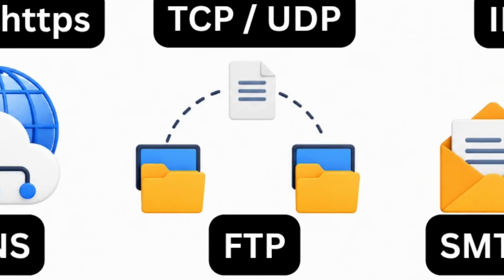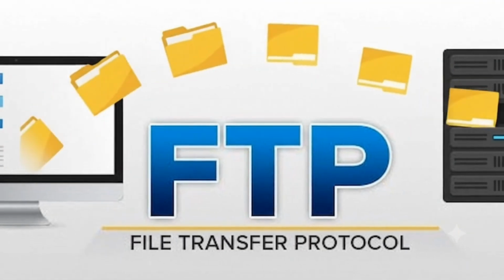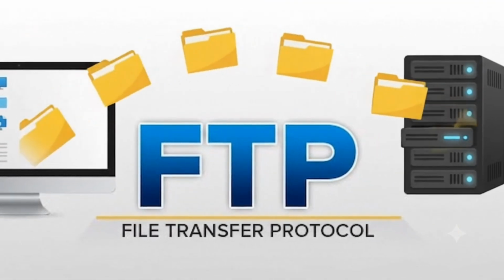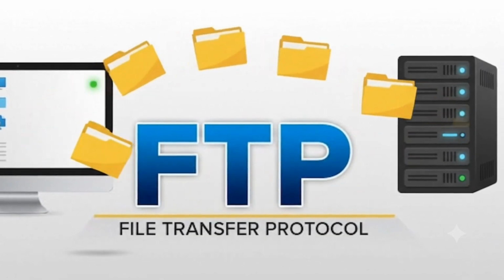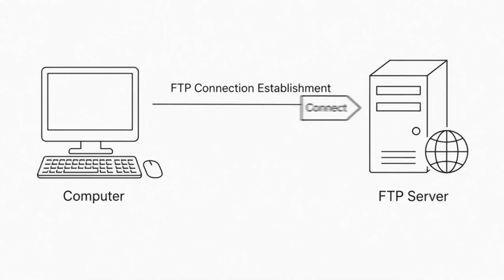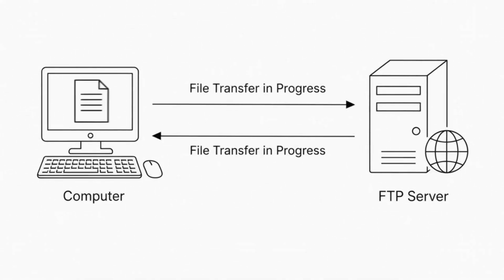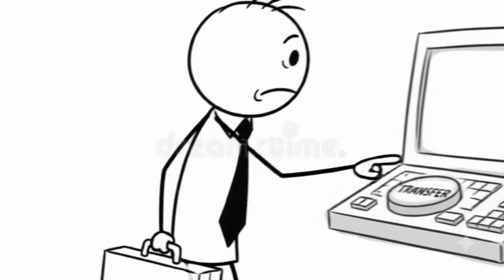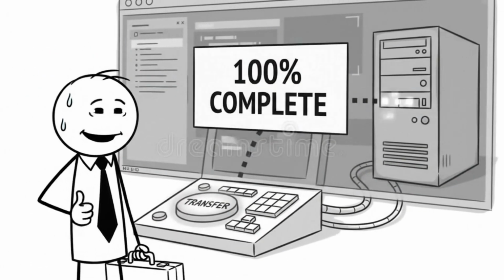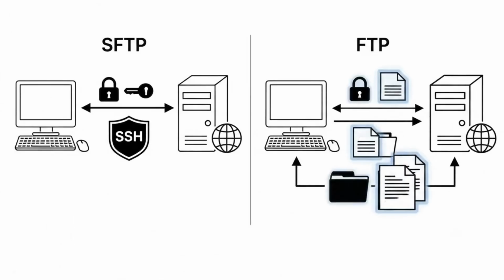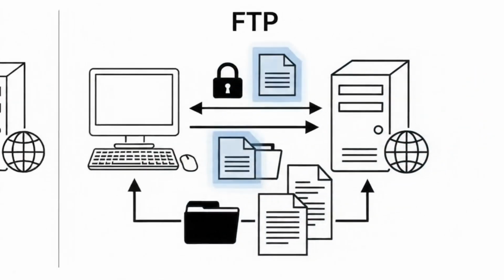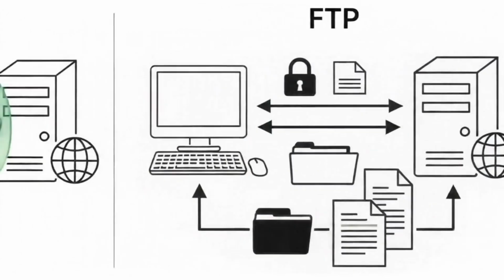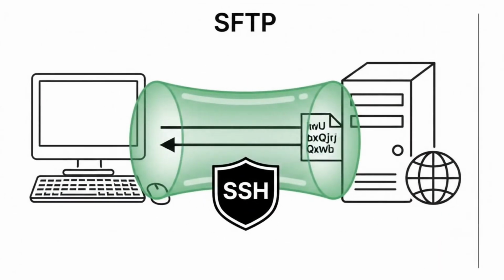5. FTP. FTP is a file transfer protocol between devices and servers. It works by establishing a connection between your device and the server, then allows you to upload or download files. It is widely used for web hosting and transferring large files between systems. However, older FTP protocols were not encrypted, so more secure versions like SFTP are used.